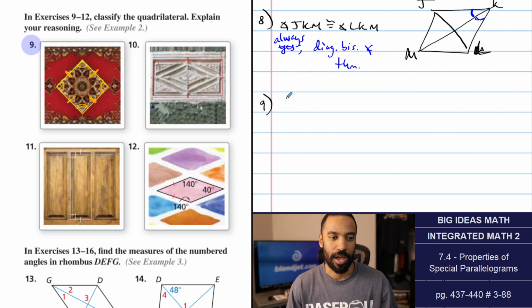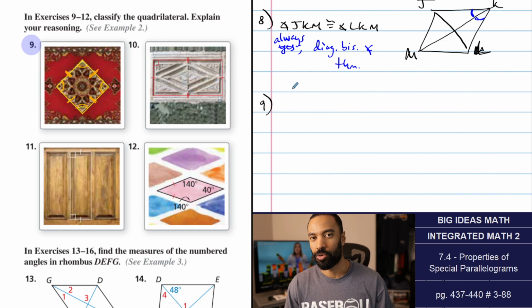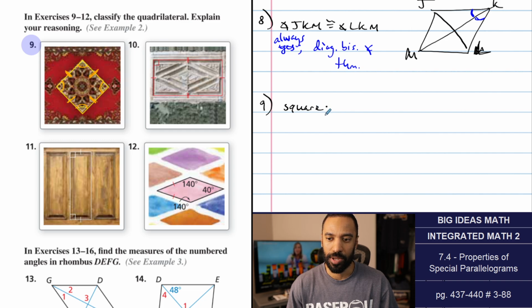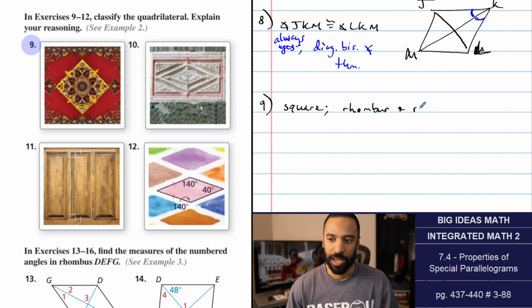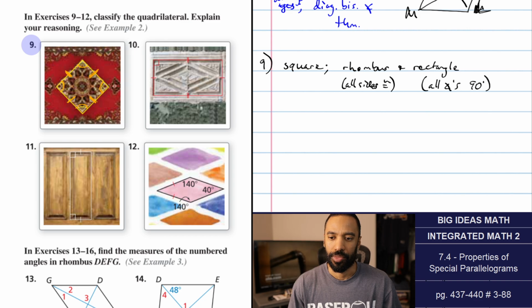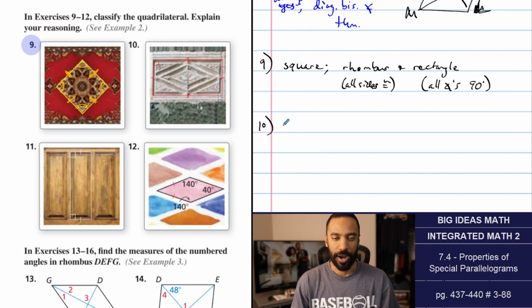So for number 9, without copying and pasting the image here, all sides congruent, rhombus; all angles congruent, all angles 90, rectangle; rhombus and rectangle make square. Square. Explain your reasoning. It is a rhombus and rectangle. All sides congruent, all angles 90. Okay. So that's what we're getting into. A square is both a rhombus and a rectangle, and then we have that.